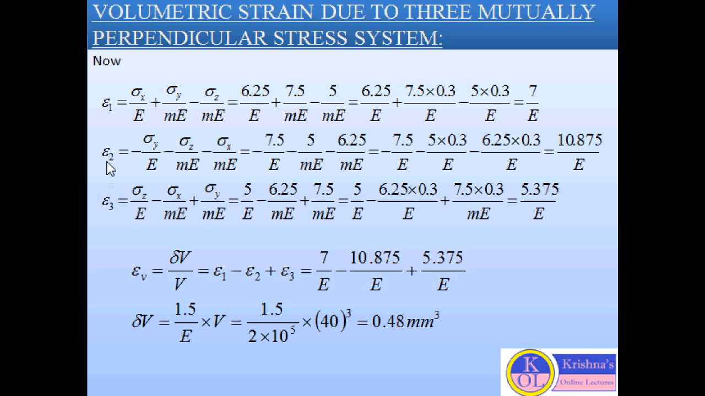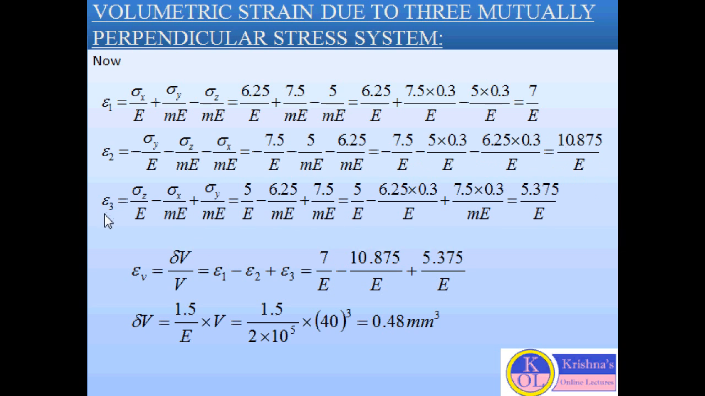Now to find out the value of eta 2, we have to follow the same sign convention. Sigma y will be negative here because this is compressive stress. So eta 2 is the strain in y direction as the longitudinal strain and the other strains are the lateral strain. So this will be the equation: minus sigma y by E minus sigma z by mE minus sigma x by mE. If we put the value of sigma x, sigma y and sigma z and 1 by m, we will find out the value of eta 2.